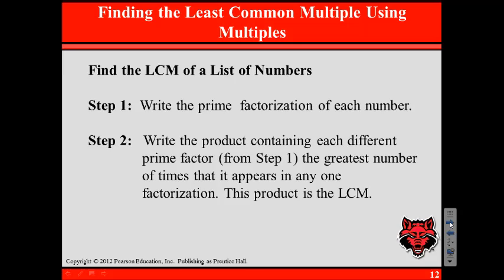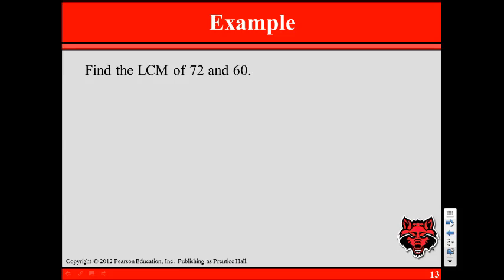Basically, we're looking for each prime factor, the most times it shows up in any factor tree, and we're going to use that to multiply together. And those are the two steps we will use in finding the least common multiple. So let's look at this first example. Find the LCM, least common multiple, of 72 and 60.